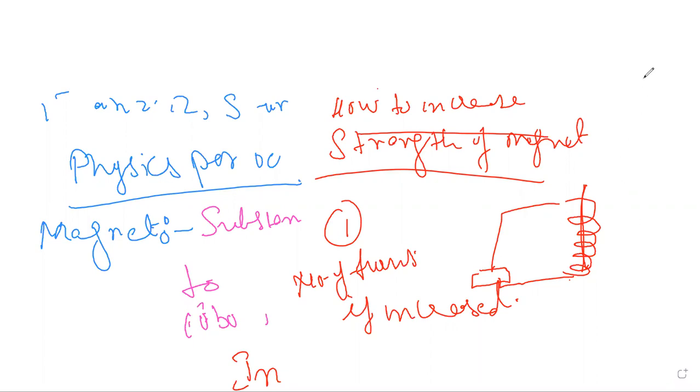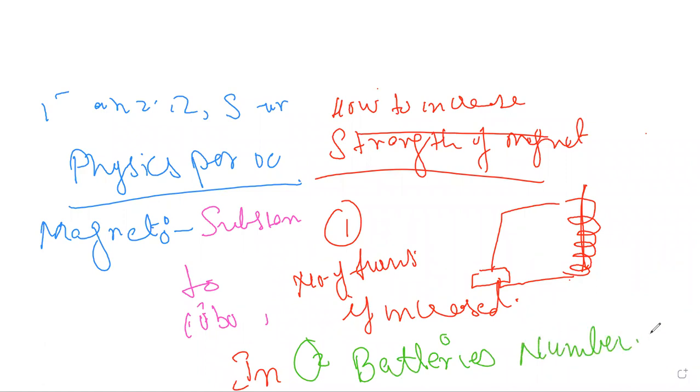Sir, when we put more batteries, then the power will increase. Yes. On increasing the number of battery cells, if we take 3 or 4 batteries, then the power of the magnetic field will be increased. Yes, that's very good.